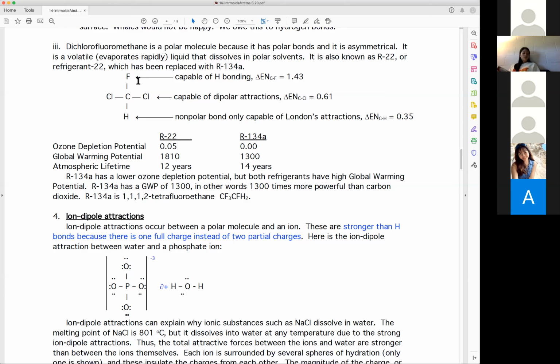So pure R22, what attractive forces are possible between it? London's forces and dipolar attractions, not hydrogen bonding. And this is important in the way that freons work. And I wish I had a different way to explain this, with a screen, a blackboard or something.